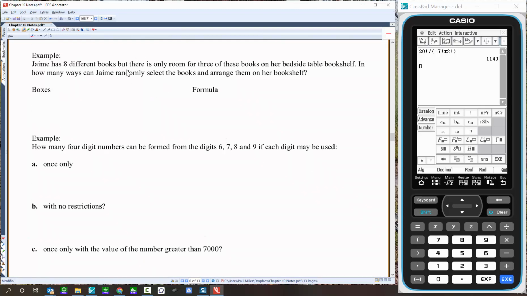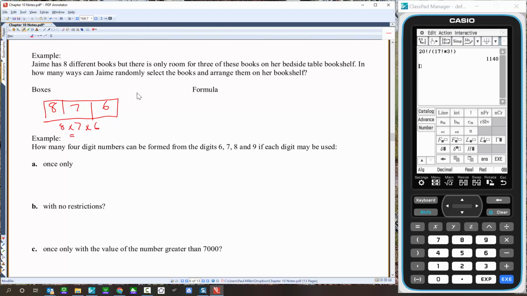All right, let's try it out. Jamie has 8 different books, but there is only room for 3 of these books on her bedside table bookshelf. In how many ways can Jamie randomly select the books and arrange them on her bookshelf? All right, so basically she looks at the 8 books. There's only room for 3 of them. So we draw 3 boxes. And when she looks up, she's got 8 to choose from. Okay, so she chooses one of them, which means that she's got 7 left after that, which means she's got 6 after that. So that's going to be 8 times 7 times 6.